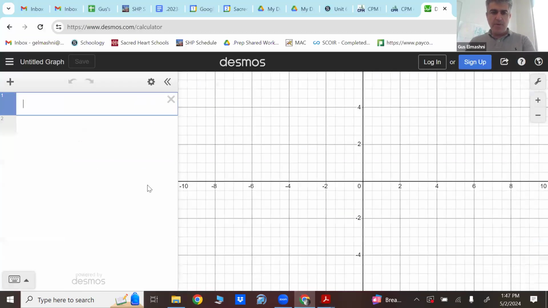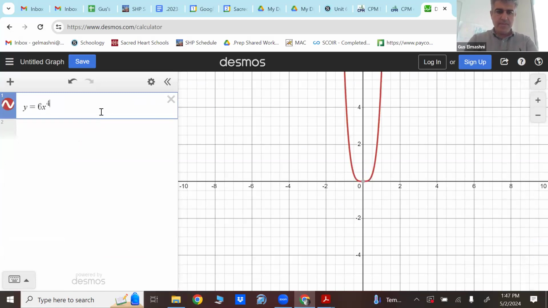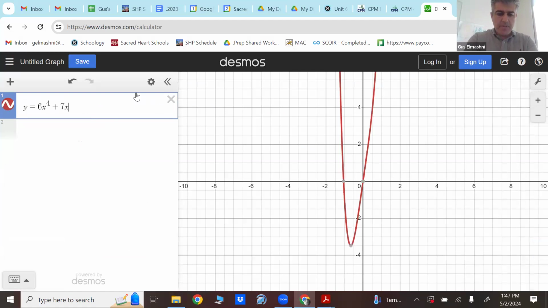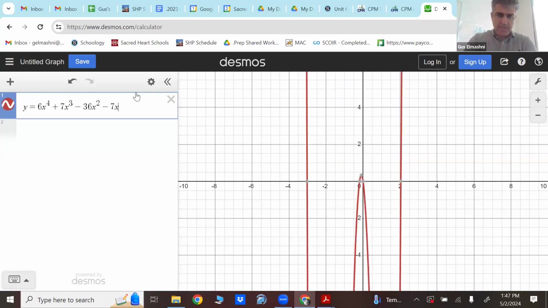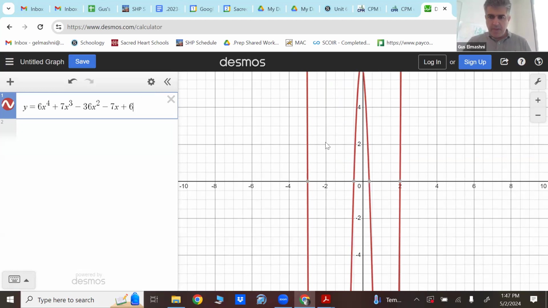So 6x^4 plus 7x cubed minus 36x squared minus 7x plus 6. My short-term memory is terrible, so let's see here. We're just gonna cheat. Okay, where's it cross? Okay, definitely crosses at 2.